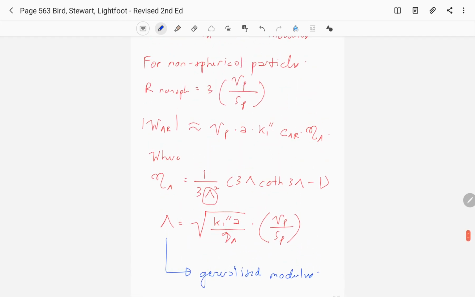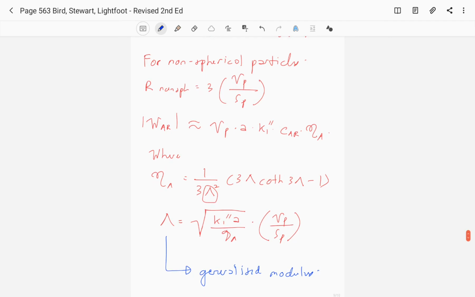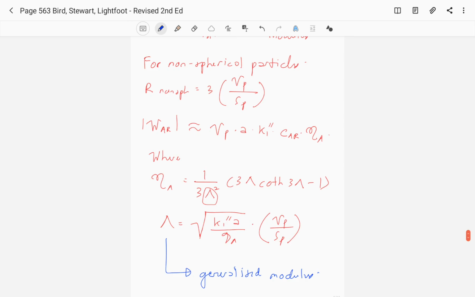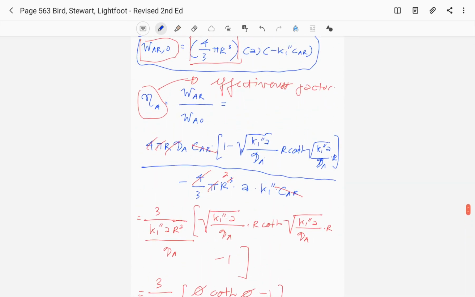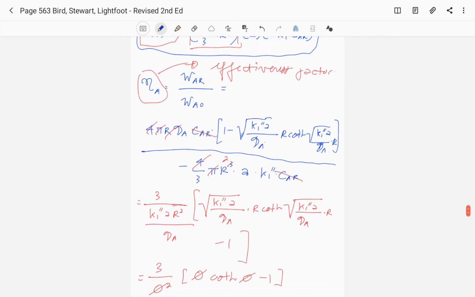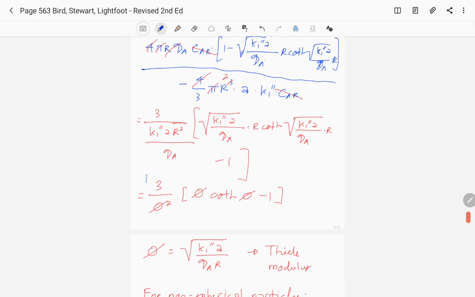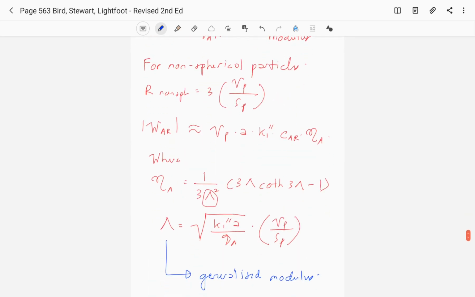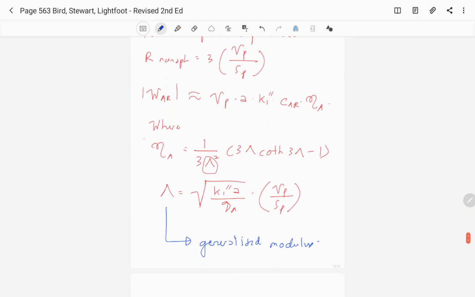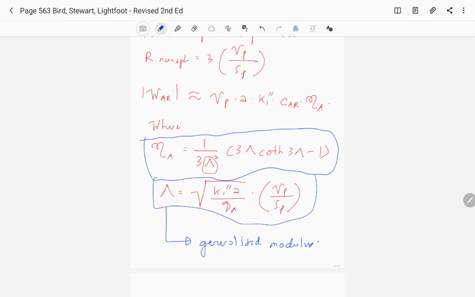We will not go into the derivations of this, but what we have in here is basically the fact that the effectiveness factor that we put in here is given for the case where we have a spherical particle, and if the particle is not spherical, then we need to use this particular formula with this generalized modulus.